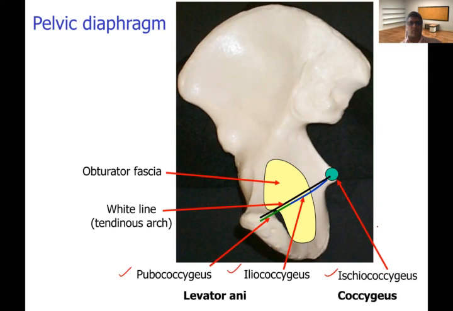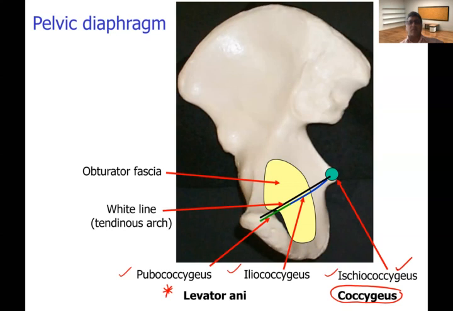Now, these pubococcygeus and iliococcygeus muscles, I don't know whether this disturbs you. Anyway, I'll raise it. So, pubococcygeus and iliococcygeus muscles taken together are called levator ani. So if you read levator ani in a textbook, or if someone talks about levator ani, that refers to the first two muscles, pubococcygeus muscle and iliococcygeus muscle. And the third muscle, the ischio-coccygeus muscle, is also called coccygeus. You just call it coccygeus.